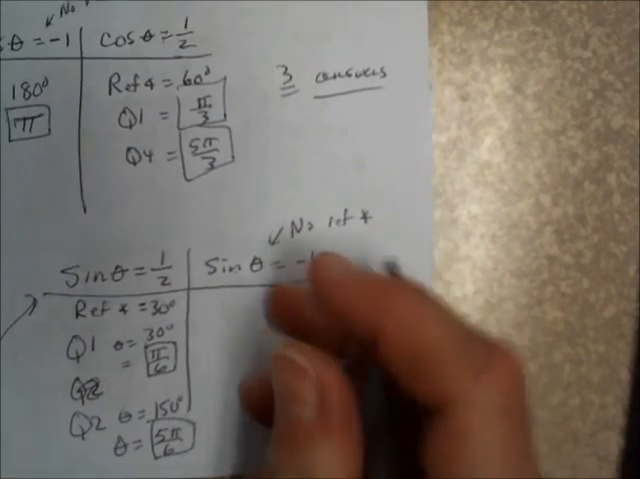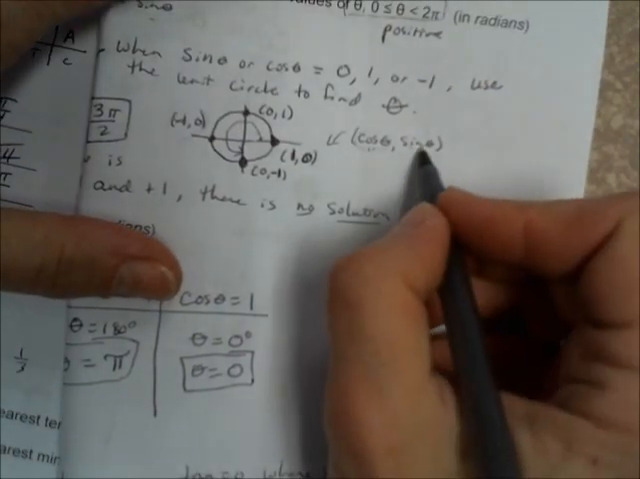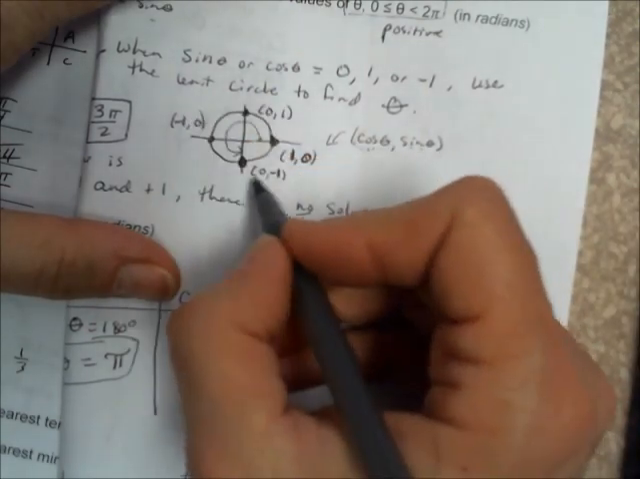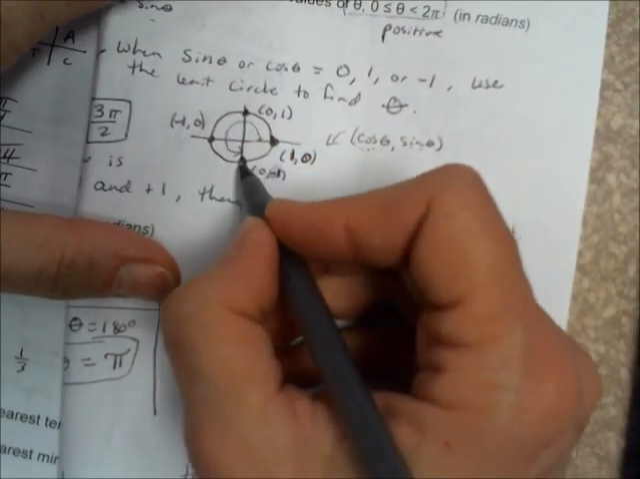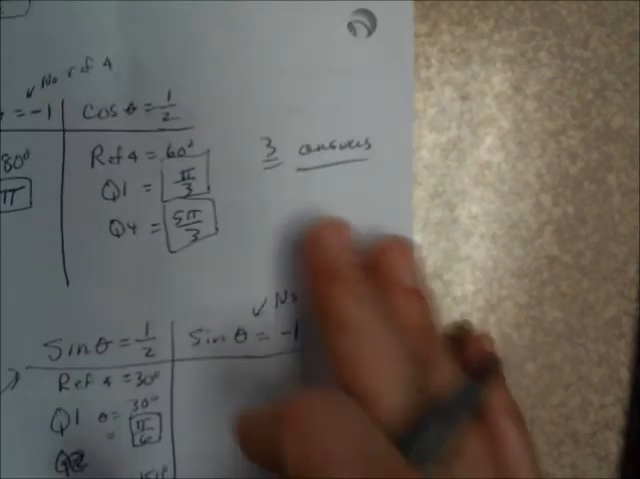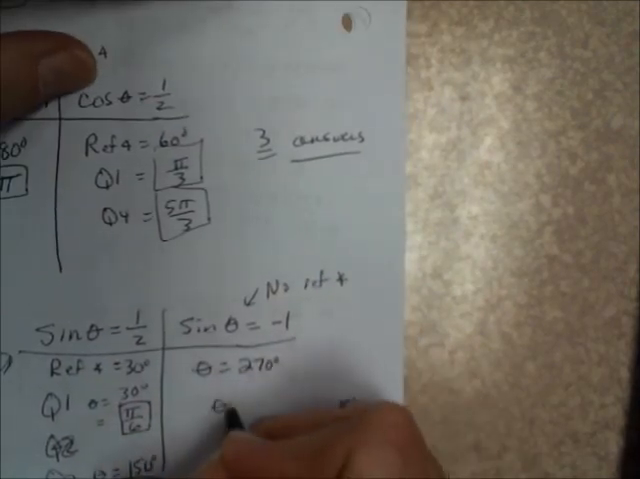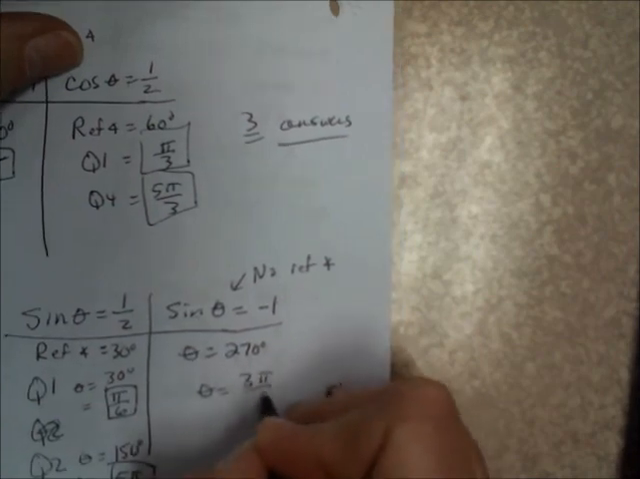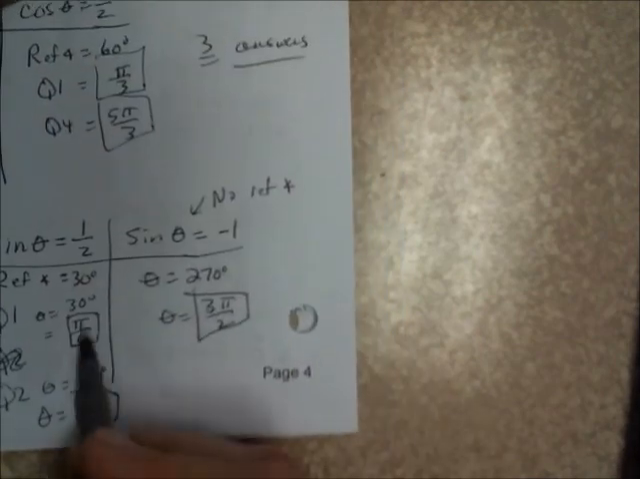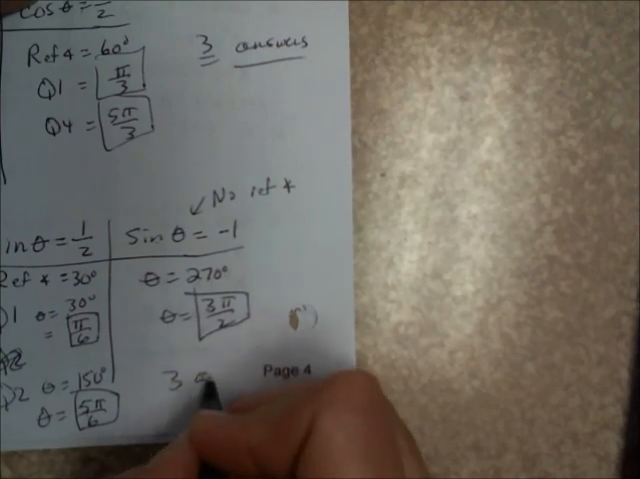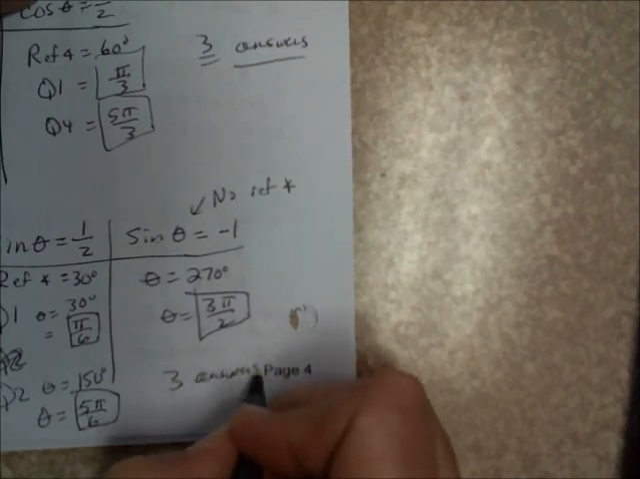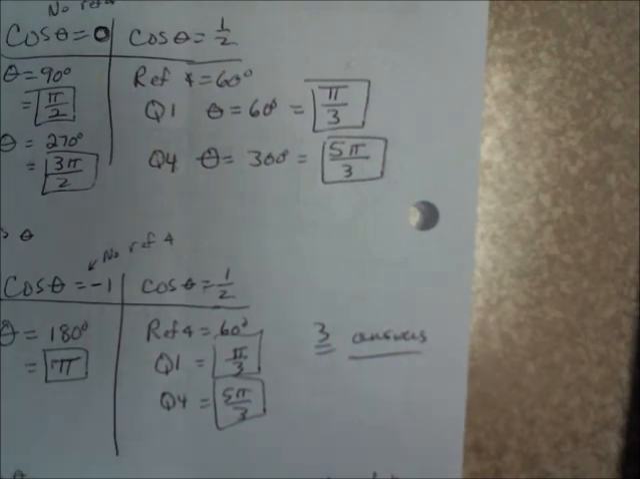And where is sine equaling -1? Well, you go and find where the y is -1, and you come around here, and here's where y is -1, down here at 270. So no reference angle, it's just 270 degrees, which in radians is 3 pi over 2. So in this problem we have 1, 2, 3 answers. Sometimes 4, sometimes 3, sometimes 2, sometimes 1. Have a great night.